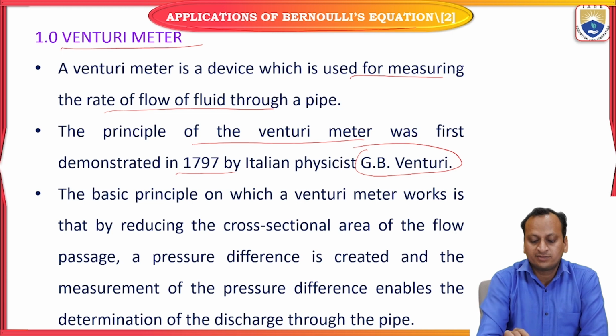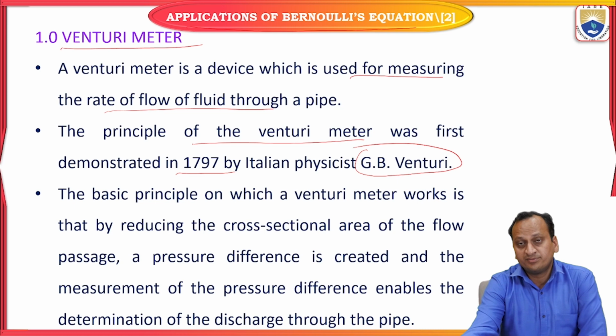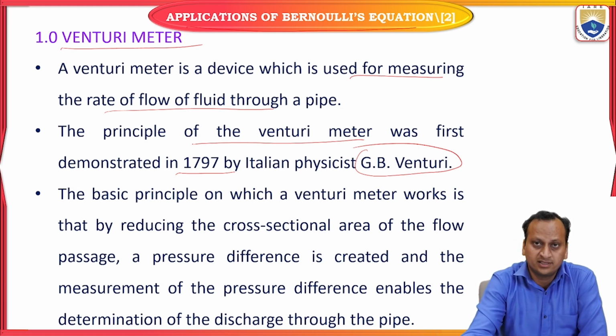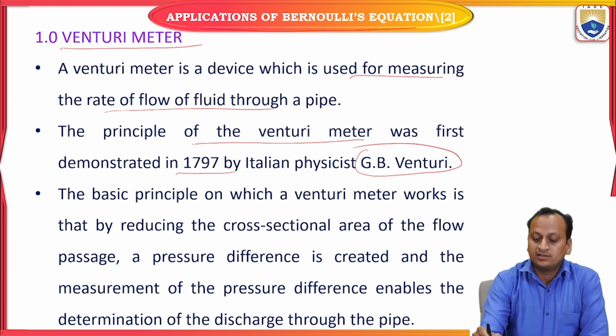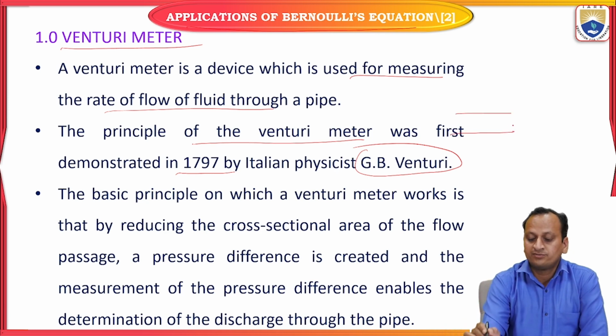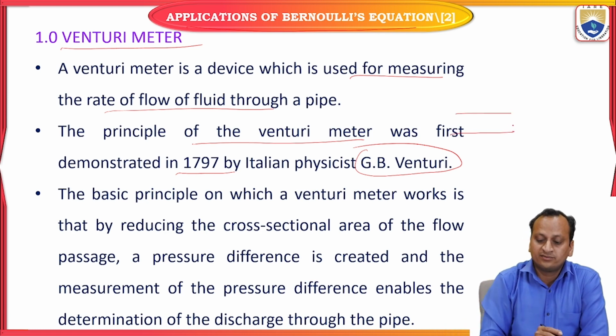The basic principle on which the venturimeter works is varying the cross-sectional area, so that a pressure difference is created. The pressure difference will be utilized for the measurement of the rate of flow. If the fluid is flowing through a uniform pipe, here we cannot adapt the principle of the venturimeter.